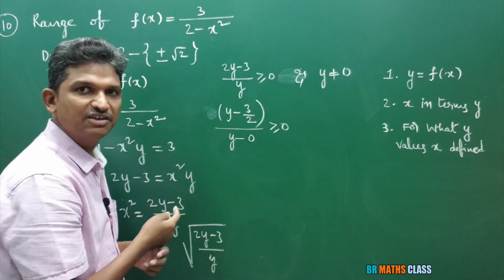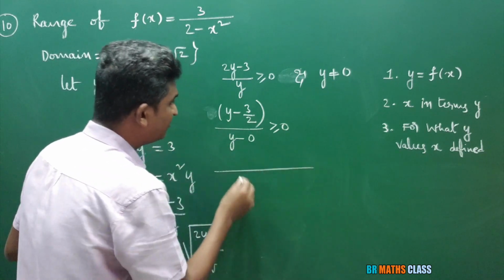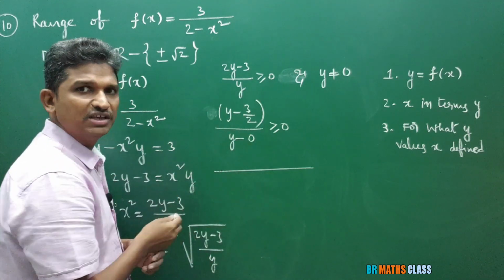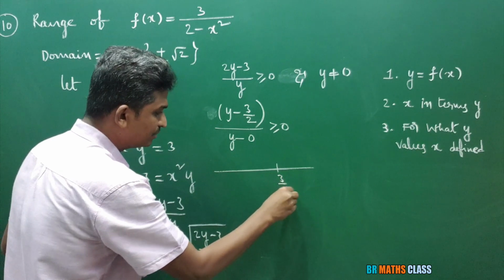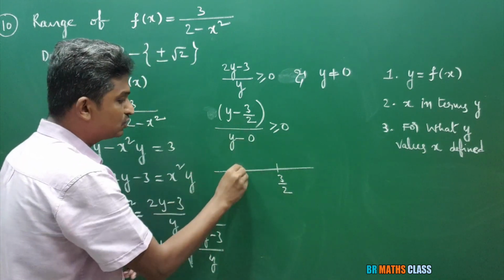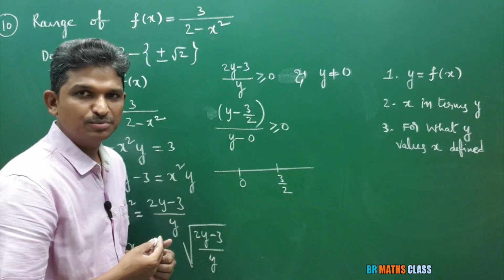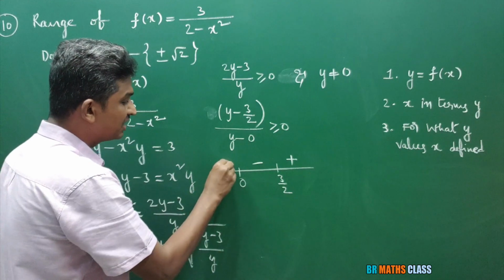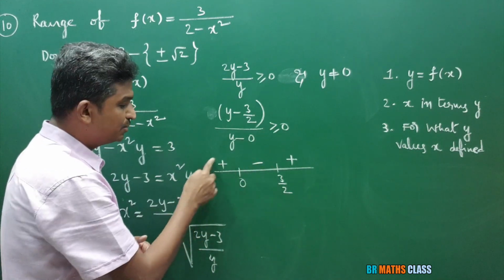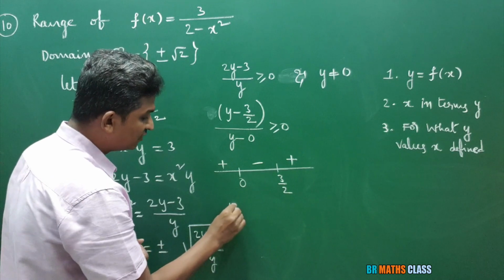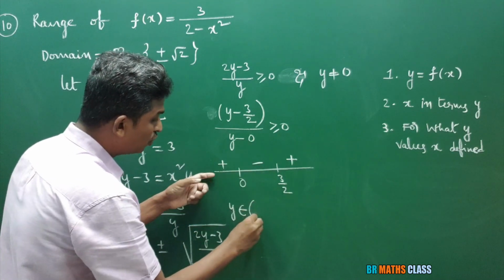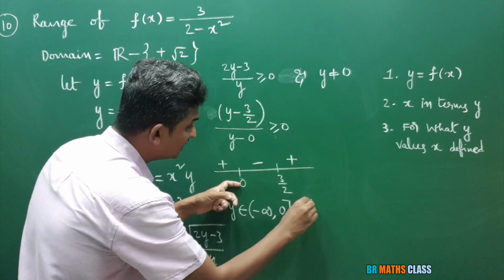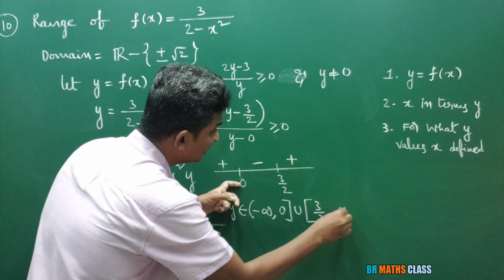Now this is in the form of y minus a divided by y minus b. To get the y values which satisfy this inequality, I'll use the wavy curve method. Equate this to 0, you will get y equal to 3 by 2. 3 by 2 means 1.5, so I wrote 3 by 2 here. You equate this to 0, you will get y equal to 0. You mark them as per number line order. Rightmost corner plus and then alternate symbols. Here greater than 0 is there, so I want the positive sign. So what are the y values which satisfy this inequality? Open interval minus infinity to closed 0, union closed interval 3 by 2 to infinity.